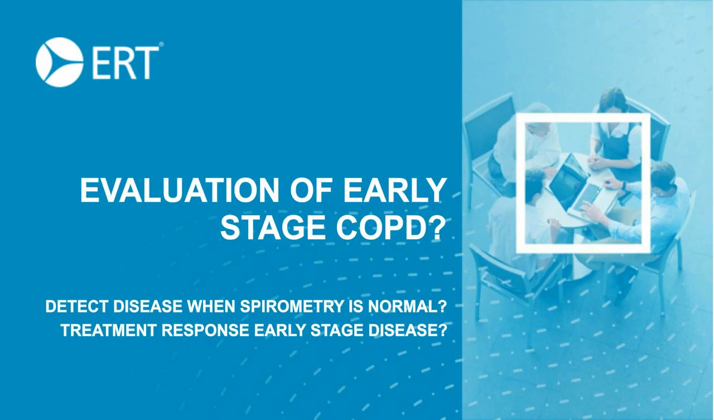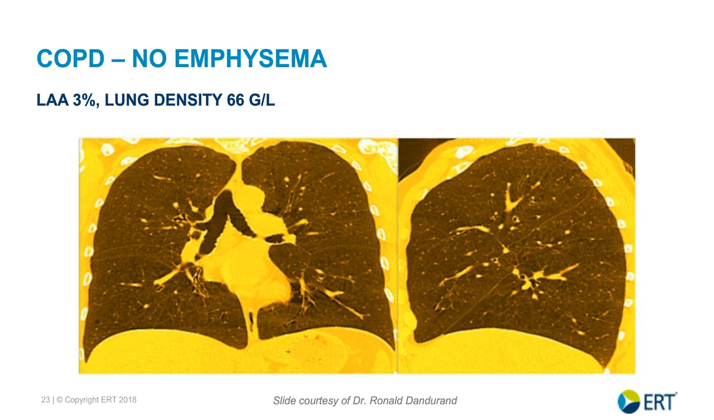We've talked about asthma, and I've given you a case study. I'm going to talk to you a little bit about COPD. This is a slide that's courtesy of Ron Dandurant, who is a practicing primary care physician in Canada. And this is one of his patients. And here's the patient with early Gold 1 COPD. So they've got an obstructive ratio, but a normal FEV1% predicted. And no evidence of emphysema.